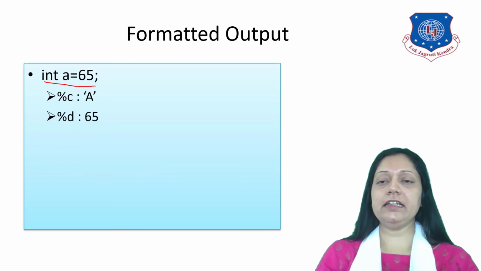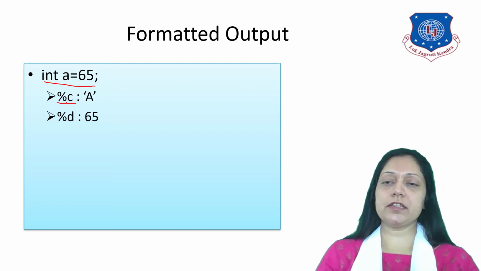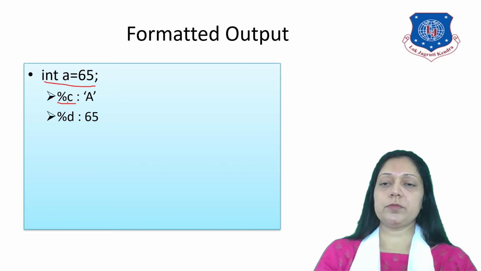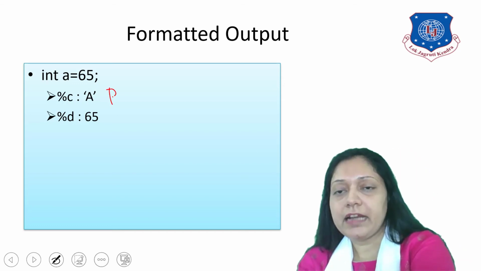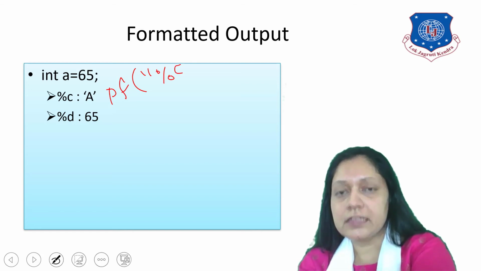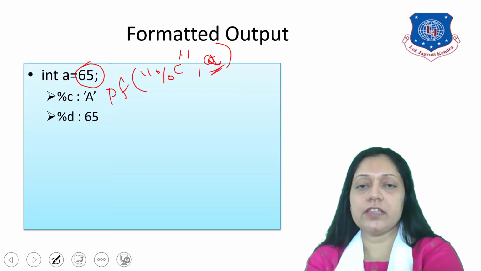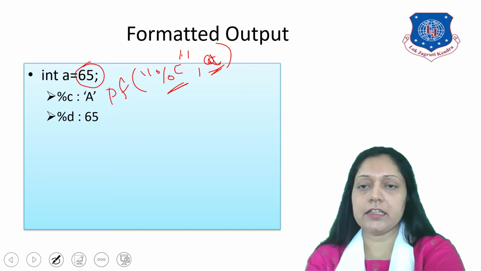I have an integer a which is equal to 65. 65 is the value stored in the variable a, and a is of integer data type. For a, I'm using the format specifier %c. I'm writing printf then %c and the value a, which has the value 65. I want to display it in a character format, that is %c.